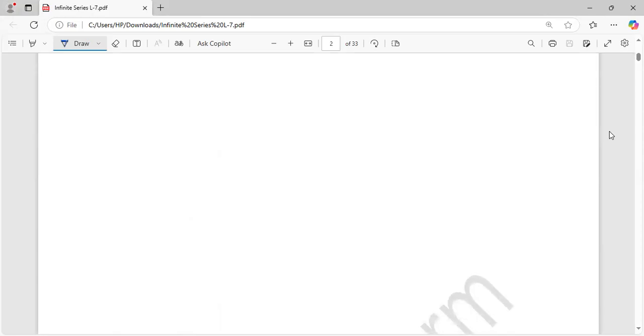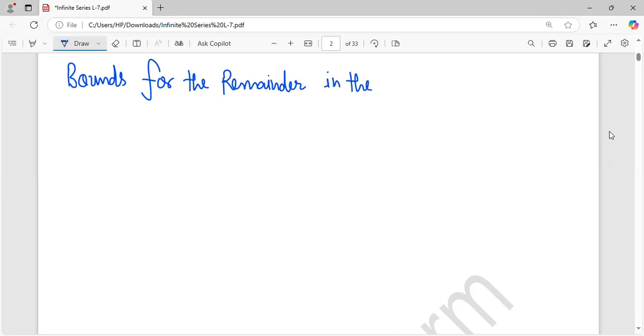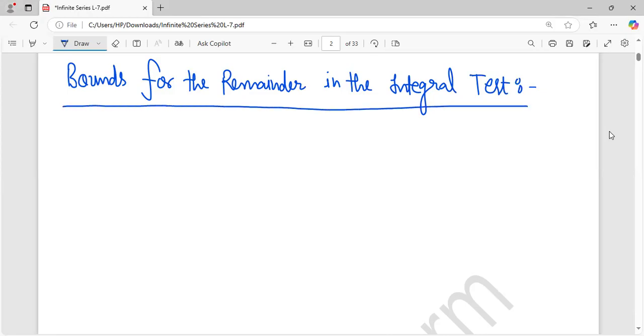So, today's topic is bounds for the remainder in the integral test.